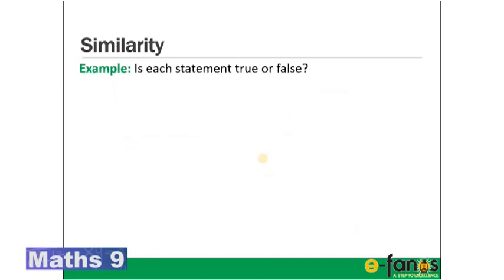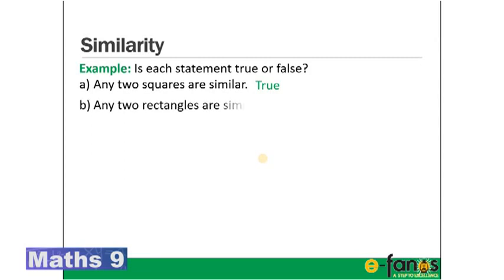Example: is each statement true or false? Any two squares are similar. That's true, because all the angles are congruent, and the ratio of a side of the smaller square to the larger square is going to be the same whichever side we pick. Any two rectangles are similar. No, that's false, because you could have a long rectangle and a short rectangle.